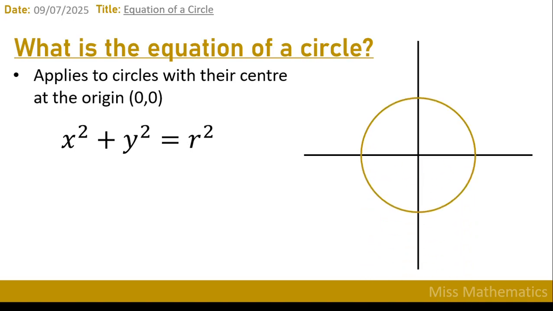So if I wanted to label this circle, I would use the equation x squared plus y squared equals r squared. But note that this only applies to circles that have the center of the origin 0, 0. If the circle was up or down or left or right, this equation would not apply.